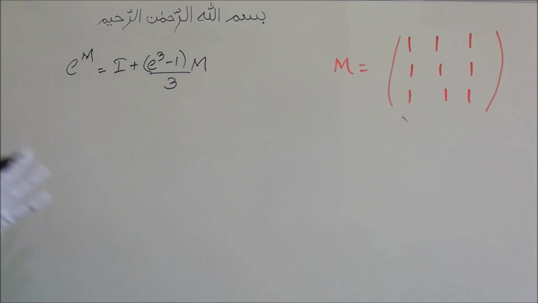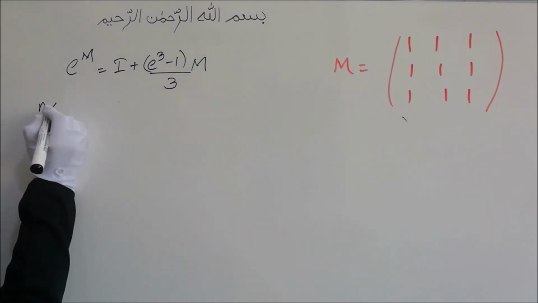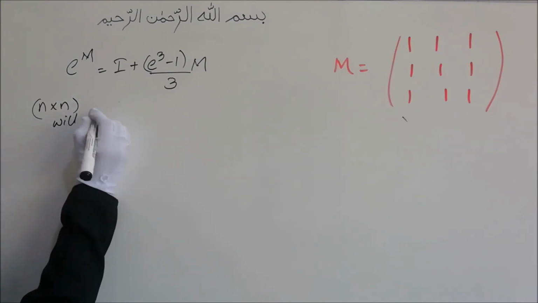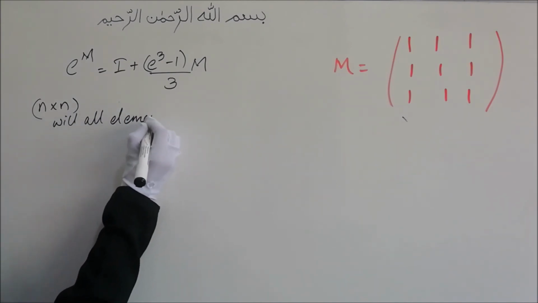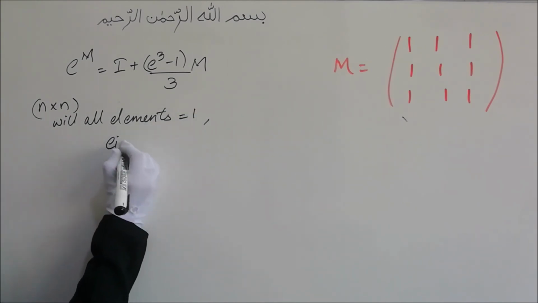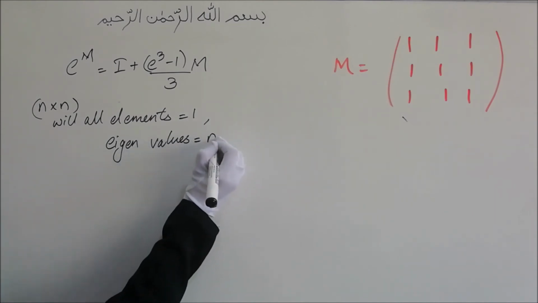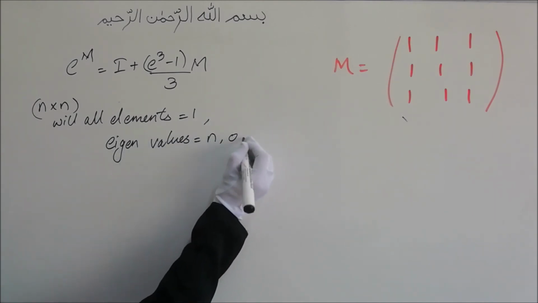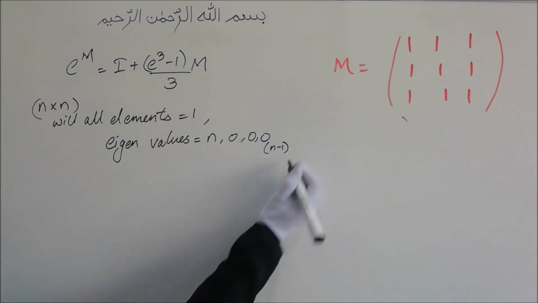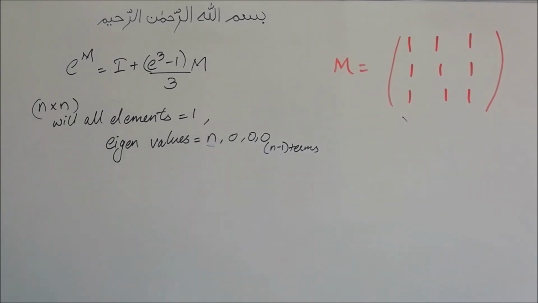But you have to remember here, for any n by n matrix with all elements equal to 1, the first condition that we saw was that one of its eigenvalues is equal to n, and the remaining eigenvalues are going to be 0, and these zeros are up to n minus 1 terms. Right, zeros will be n minus 1 and this is n, so a total of n terms we will get.